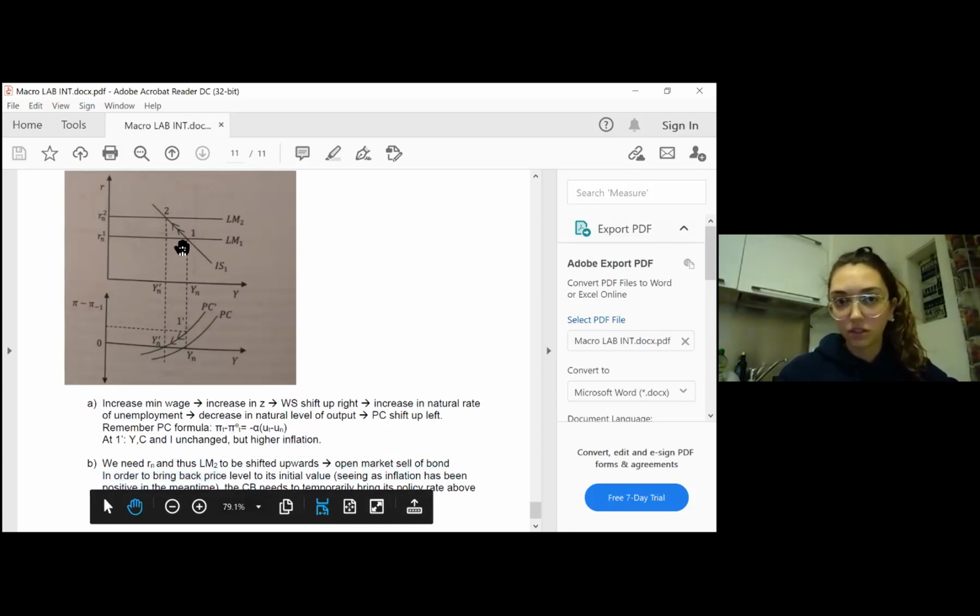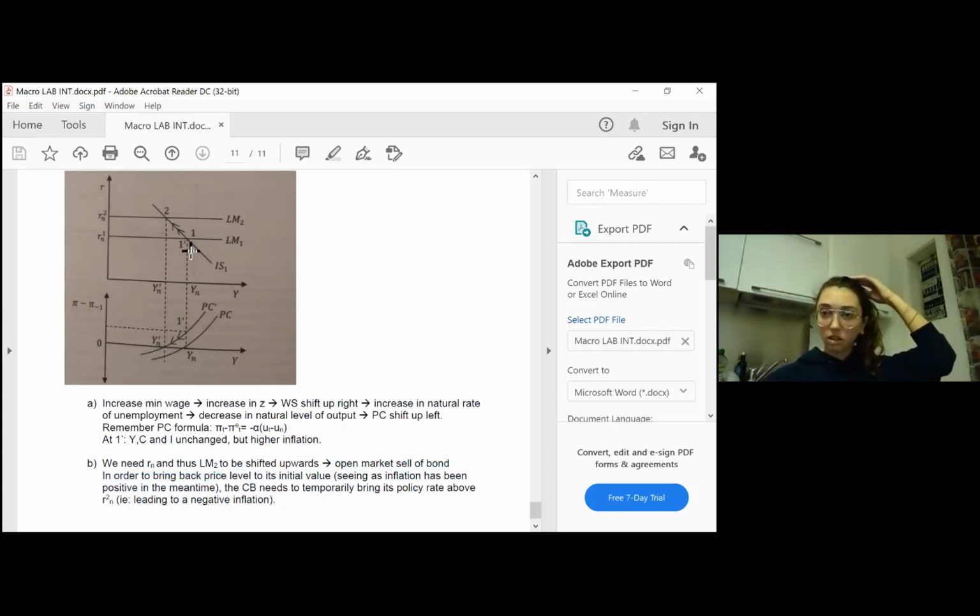Why so? We just explained why, because by selling bonds, you increase the supply of bonds, and so by simple supply and demand, it decreases the price of bonds and increases its yield, its interest rate. So that's what the central bank is going to do.